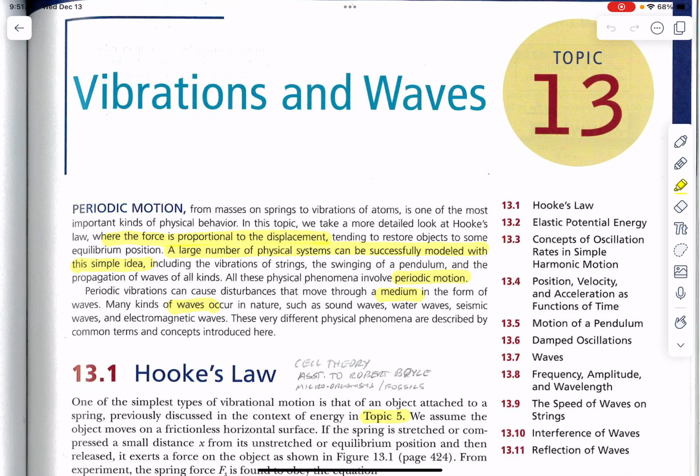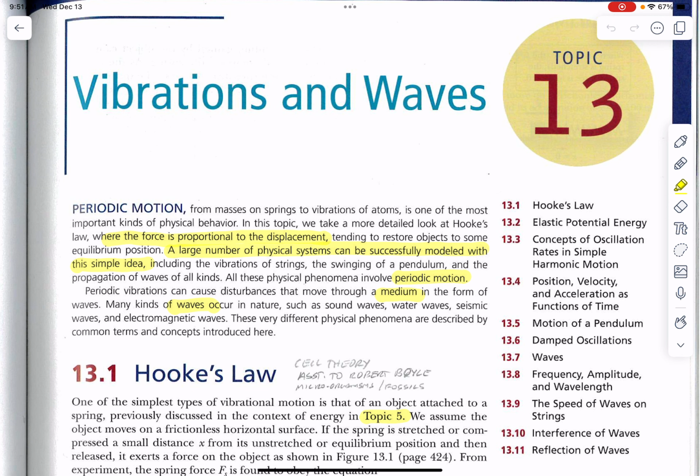This is lesson 1 in chapter 13, vibrations and waves. We're going to be setting the stage for a chapter on sound and indirectly talking about some of the basic ideas behind the electromagnetic spectrum, which we'll cover later.